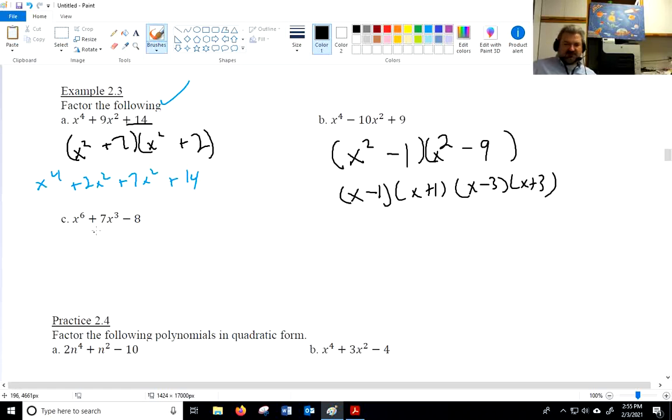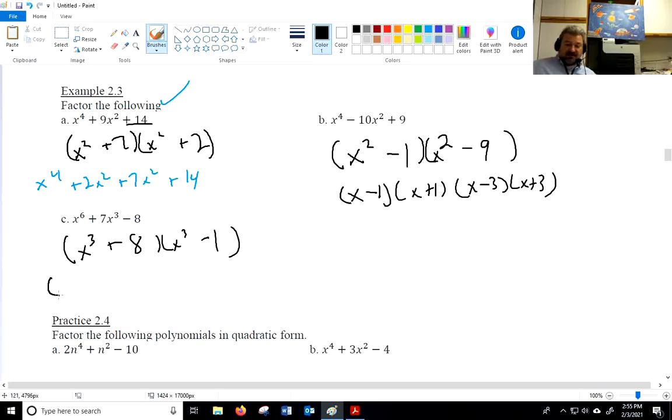All right, let's take a look at the next one. Again, these are bigger exponents, but we could still factor it. It'll be x cubed and x cubed. All right, I'm going to do plus 8 and minus 1.